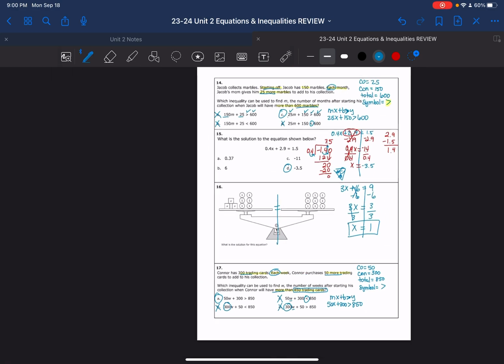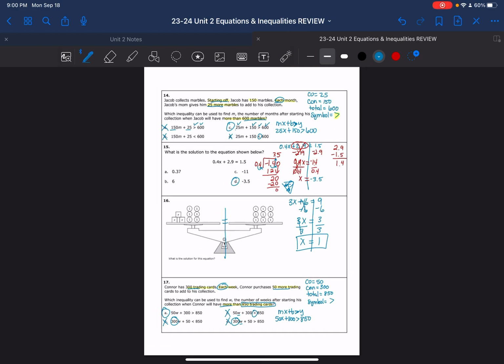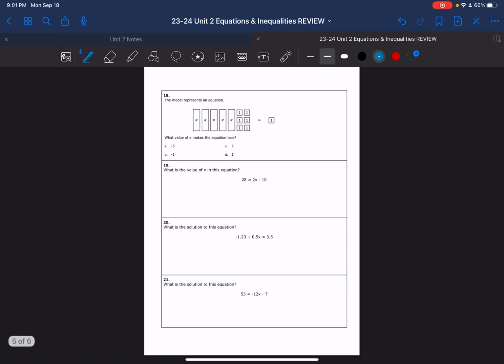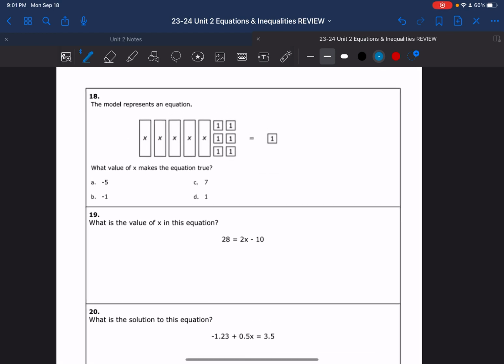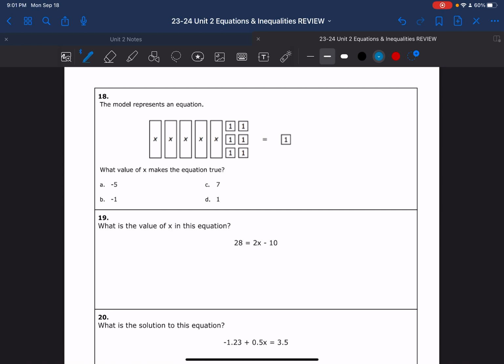Pause if you need to here. I'm going to go to the next page. All right, we're almost done, guys. I don't know how long this has taken, but I'm trying to do as much as I can to help you guys. All right, so here.